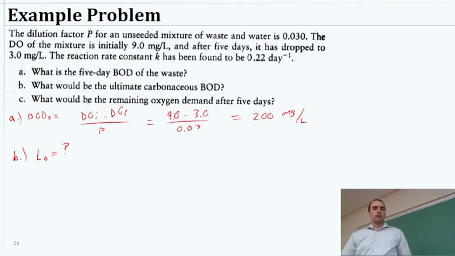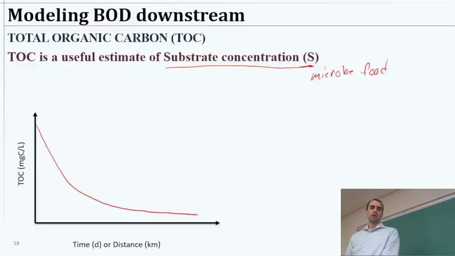Okay, so for the next problem, we're trying to solve for that ultimate BOD. We have that 5-day BOD, so BOD 5. We know that's 200 milligrams per liter. So one thing we can say to ourselves from the get-go is it should be somewhere higher than that, right? If in 5 days we removed 200 milligrams per liter, then we ultimately will remove more than that if we give it more than 5 days.